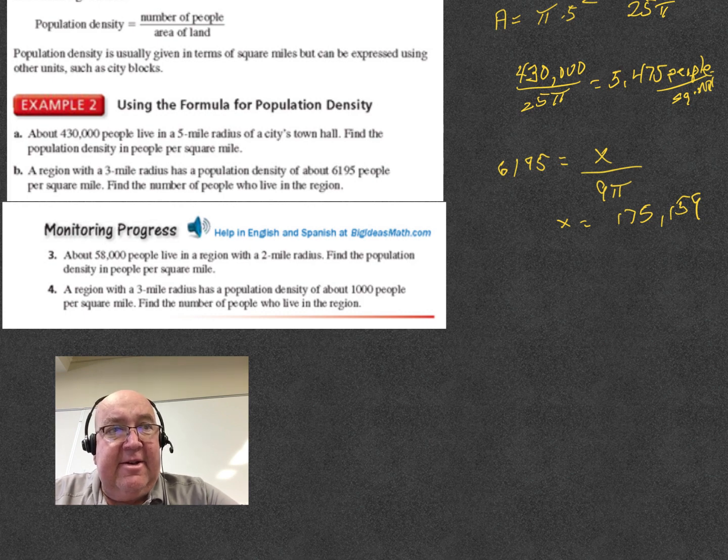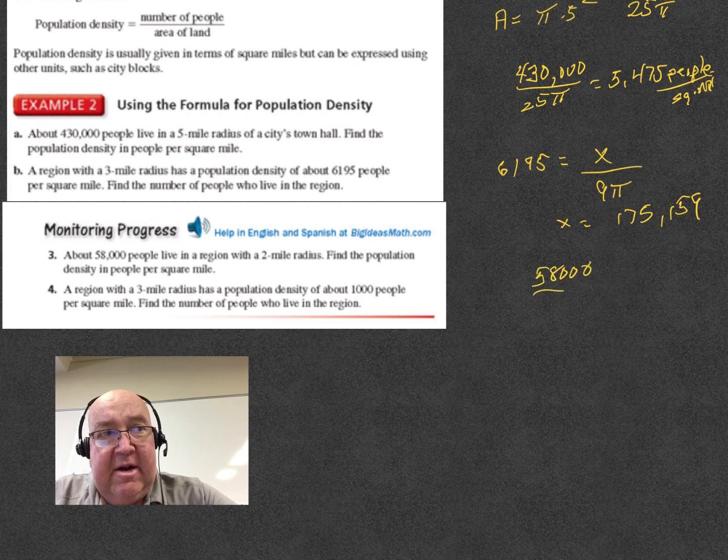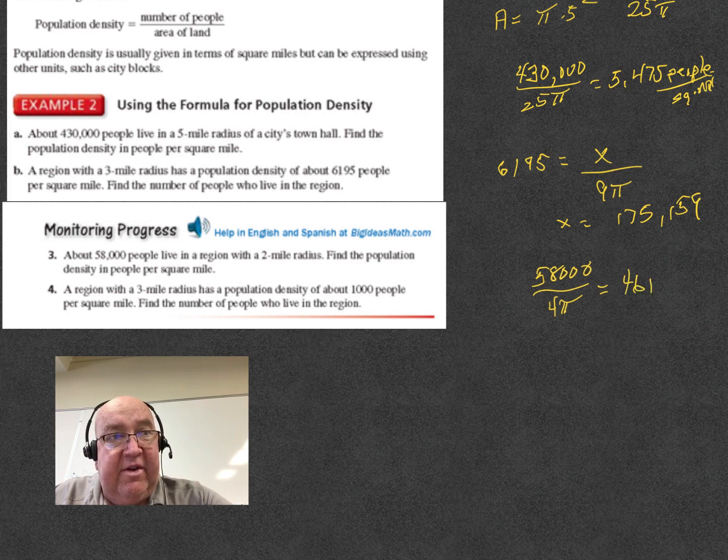Going down, looking at the monitoring progress. So 58,000 people live in a 2-mile radius. So we're going to have 58,000 divided by 4 pi, and that's going to be about 4,615 people per square mile.